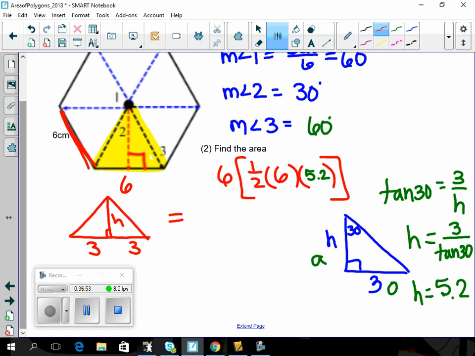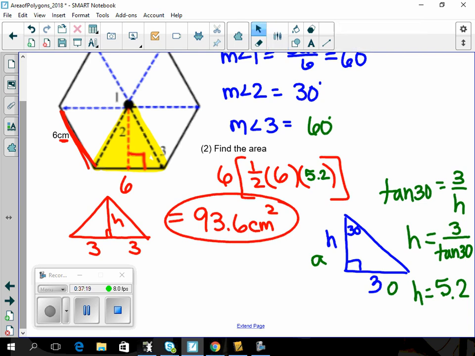6 times 1/2 times 6 times 5.2. 31.2 divided by... I get a pretty big number. 15.6. I get more than that. I was going to say, I think I get a little bit more than that. I got 93.6. Yeah. And because we're talking about centimeters, the area would be centimeters squared.